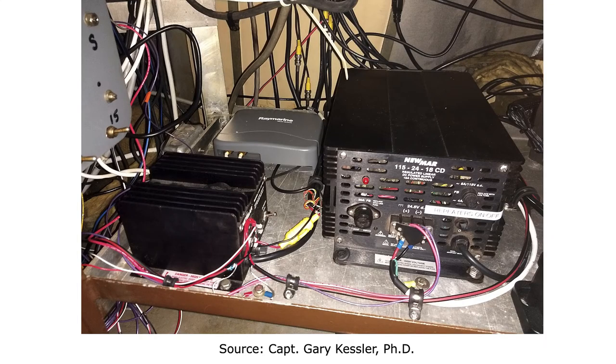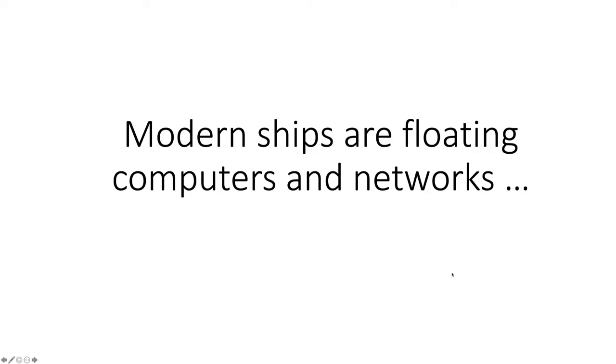This was the only photo that I was able to find, and I had to ask a friend for this, Captain Gary Kessler, who's a professor at Embry-Riddle Aeronautical University. He was able to take a photo of a small part of a network on an actual ship. I can't name the ship. In fact, he didn't even tell me. But notice here, it pretty much looks like what we would find on a server farm, but some of these devices are geared toward things involved with ships. So, just like with aircraft, modern ships are floating computers and networks, both of which rely on those underlying cyber-physical systems and the associated ICT.